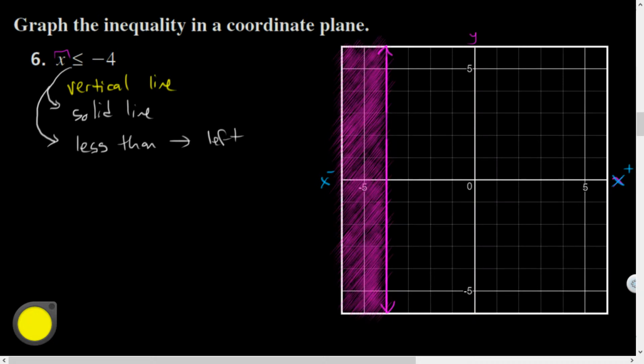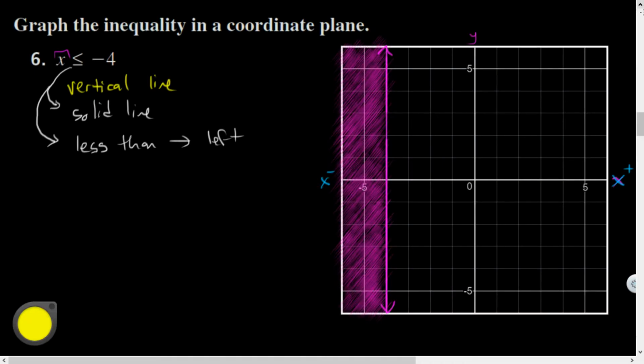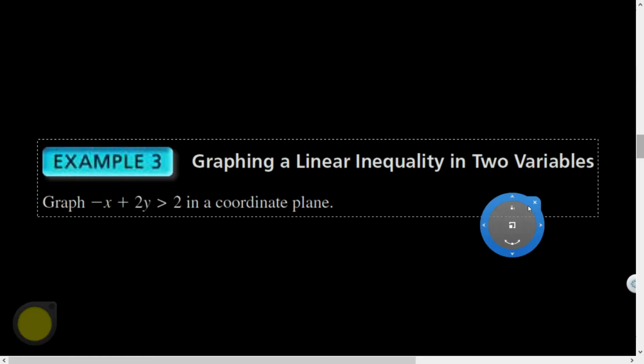Let's keep going, Mr. Wadi. Example 3. Oh, this one's going to be so good. I'm pumped about this, guys. Oh, we get to color, guys. We get to color for the next 2 days.